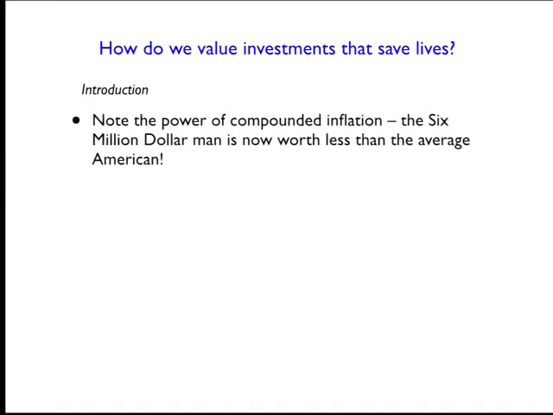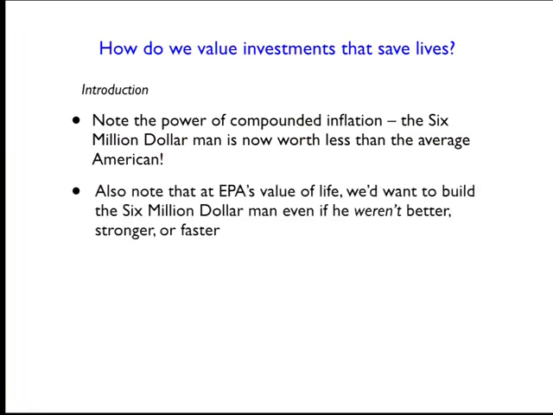So I think the most amusing part for me about this clip is that with the power of compounded inflation since the 1970s, the $6 million man is now actually worth less than the average American. Right? So the EPA is putting a $6.9 million price on the statistical life. That also implies that even if you weren't better, faster, or stronger, you'd still want to invest the $6 million in rebuilding him, because even if you're just an average person, his life is already worth more than $6 million anyway.